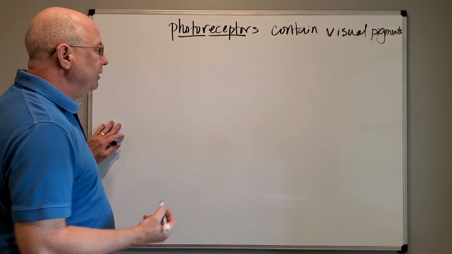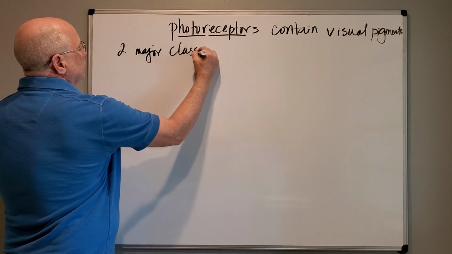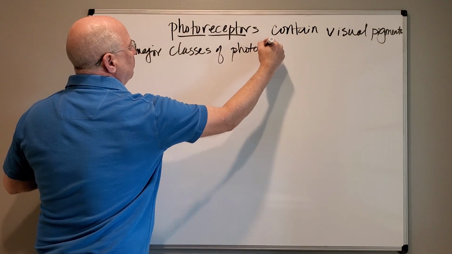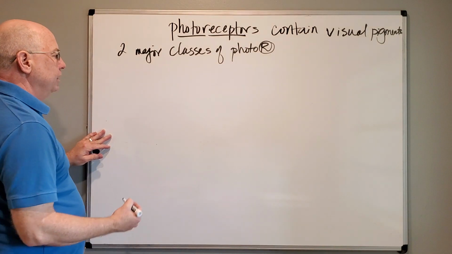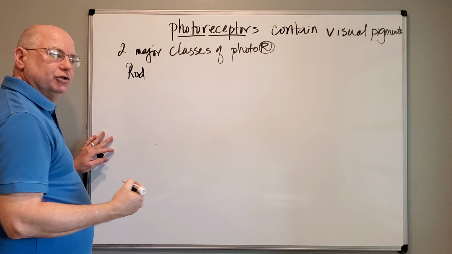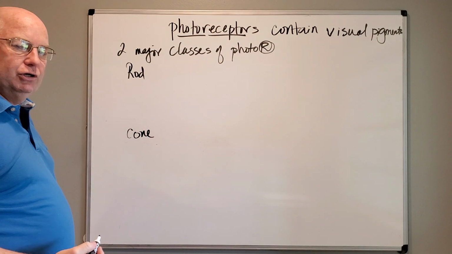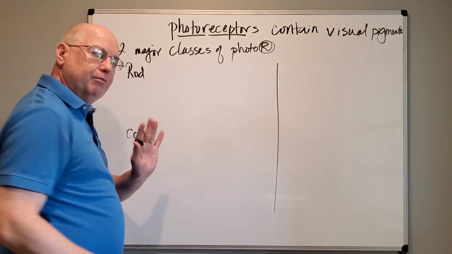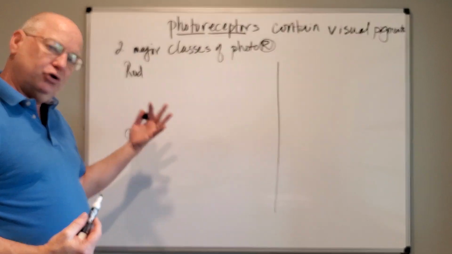Now, there are two major classes of photoreceptors. And this is my abbreviation for receptor, so I'm going to write photoreceptor that way, just for shorthand. One of those types of cells is called a rod, and the other one is called a cone. We're going to draw and describe rods and cones, and I'm going to draw them here, in this space. Before I do, I want to give you some concept as to what some of the terminology I'm going to be using is.